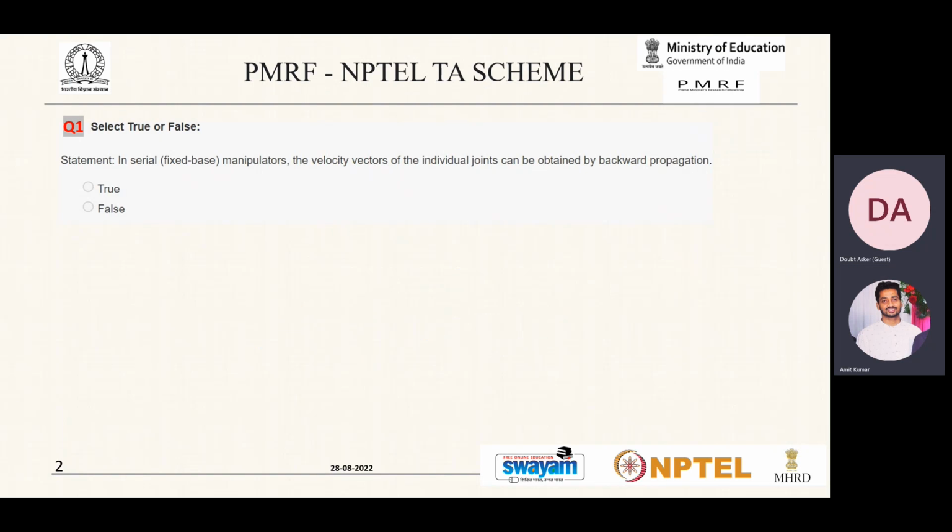The first question given in last year's assignment is that in a serial manipulator, the velocity vectors of the individual joints can be obtained by backward propagation. So let us first understand what backward propagation is.